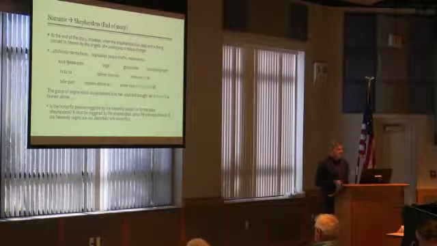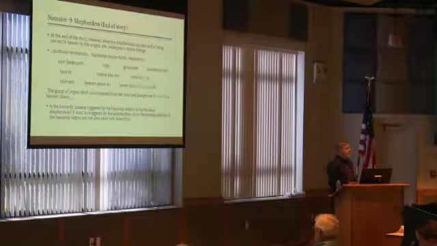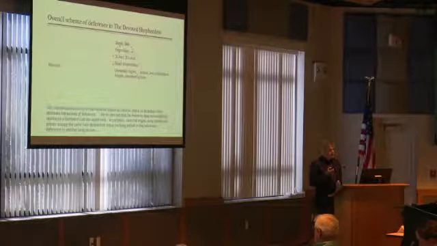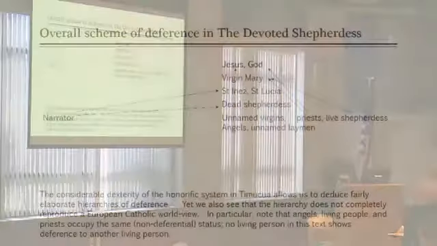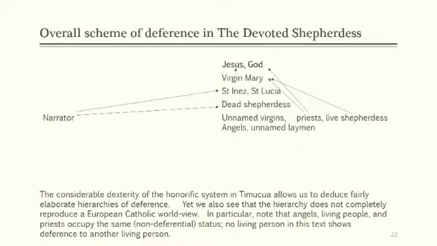So I think that what's happening is that after she dies and her soul is taken up, she becomes honorable at the end. So the overall scheme of deference here is this fairly complicated system of Jesus and God at the top, Virgin Mary slightly below them, the virgin martyrs Saints Inez and Lucia below them, the dead shepherdess slightly below them, and then all the live people and the unnamed virgins below that. And so there's considerable dexterity in this honorific system.